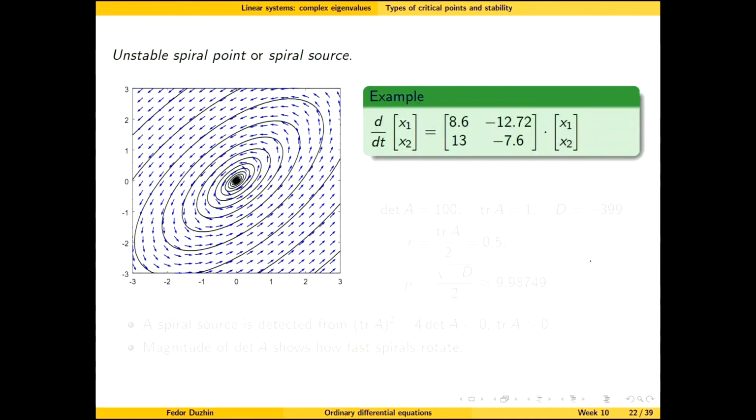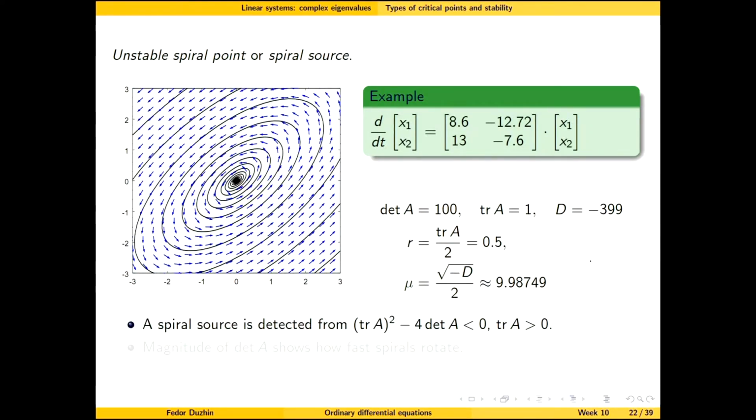All right, now let's look at a few examples. So here is my first example, this unstable spiral point or spiral source. This happens when trajectories are spirals that drift away from the origin. So in other words, it happens when the determinant of the matrix is positive, the trace is also positive, and the discriminant is negative.